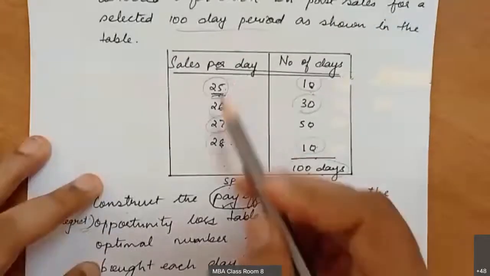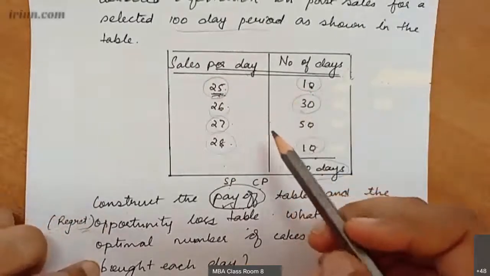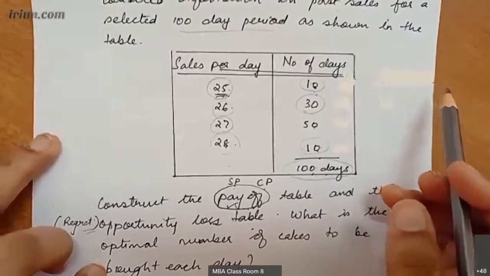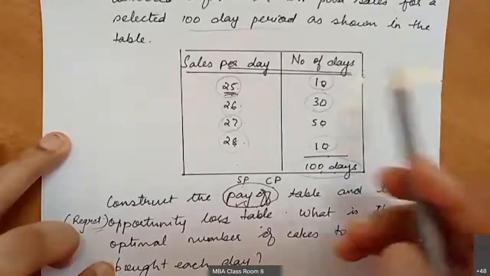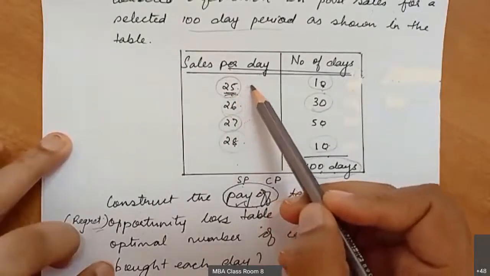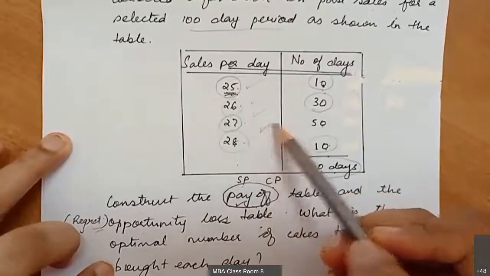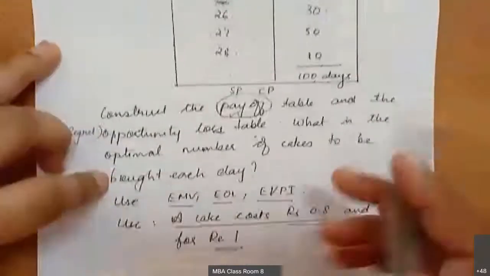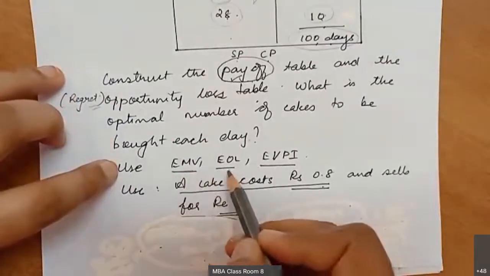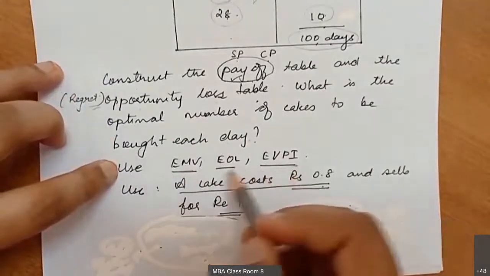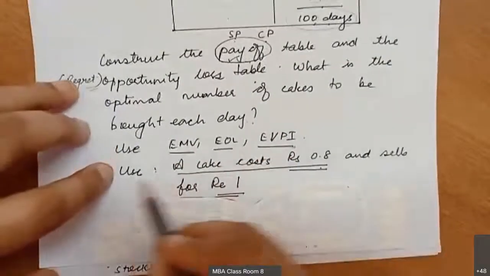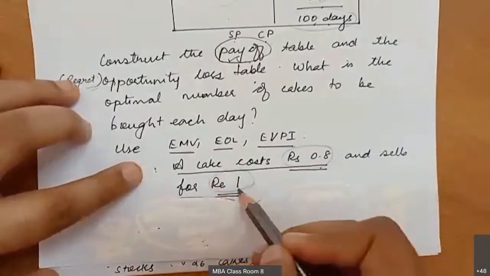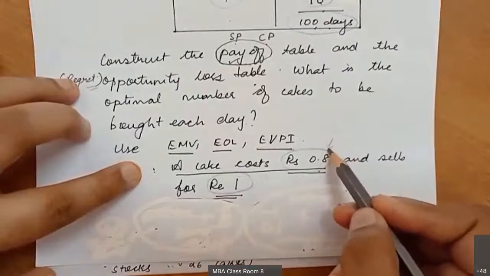Using this table, the shopkeeper can identify on average how many cakes he should buy, so that he can minimize the loss and maximize the profit. Whether he has to stock 25 cakes or 26 or 27 or 28 cakes in his shop, he has to make a decision based on this data. Now what have they told? Calculate EMV, EOL and EVPI. We have already seen the formula. A cake costs rupees 0.8 and sells for rupee 1. The shopkeeper can buy the cake for 0.8 rupees.